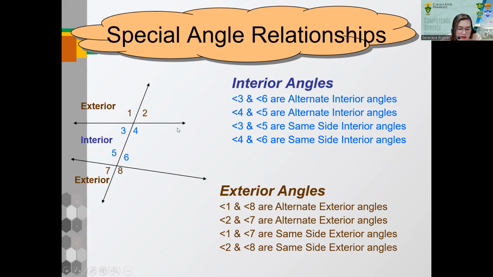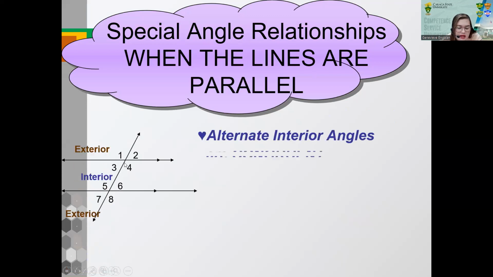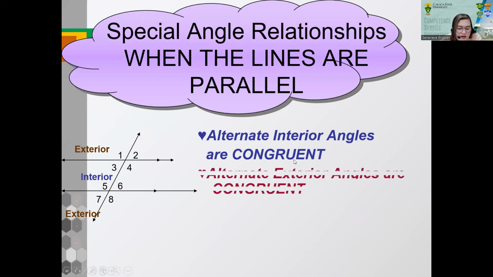So kana yung timan-an. So if naatay parallel nga lines katbe transversal line, naatay mga special angle relationship when the lines are parallel, no? So ang atong alternate interior angles are congruent and also alternate exterior angles are congruent. So pasabot, kung nakay parallel lines cut by transversal line, si 3 ug si 6 are congruent, si 4 and si 5 are congruent. And ang alternate exterior angles daw, we have 1, 8, they are also congruent, and si 2 ug si 7, they are also congruent.